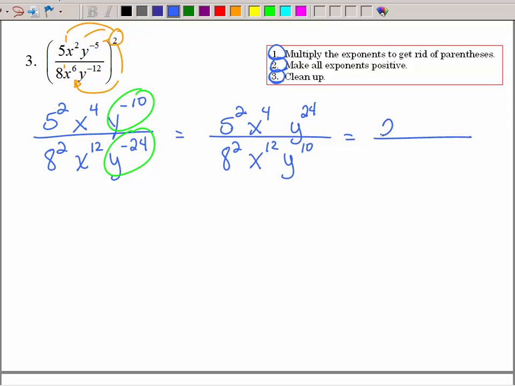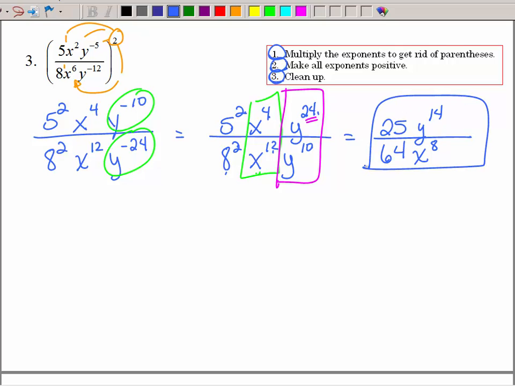So 5 squared is 25. 8 squared is 64. I have the same base there. There's more x's on the bottom, so I'm going to keep the x on the bottom and go 12 minus 4 is 8. Those are the same base, but this time 24 is bigger than 10, so my base is going to go on the top, and 24 minus 10 is 14. So again, we're using rules that we should already know and applying them to the negative exponents.